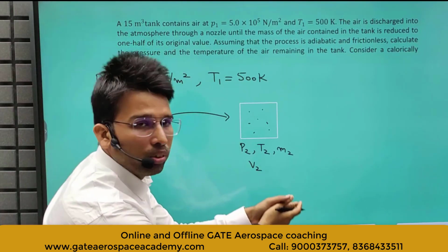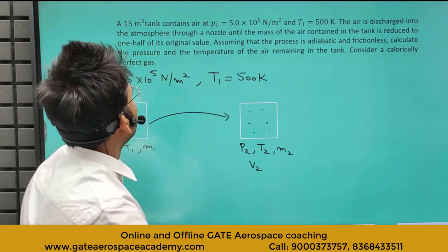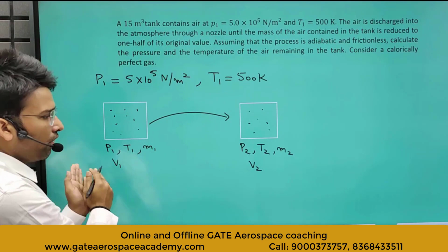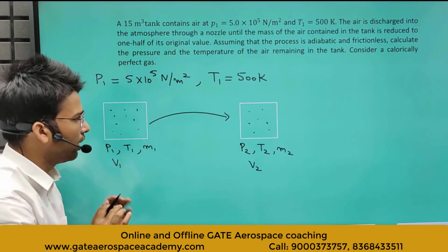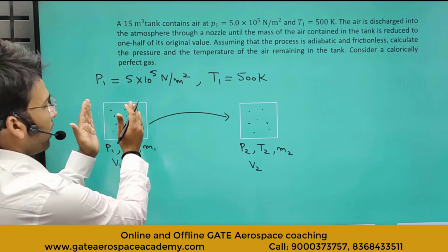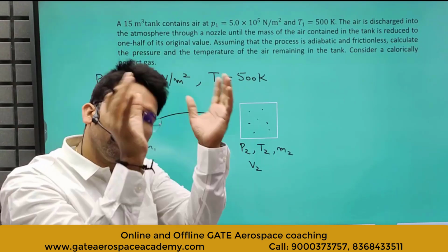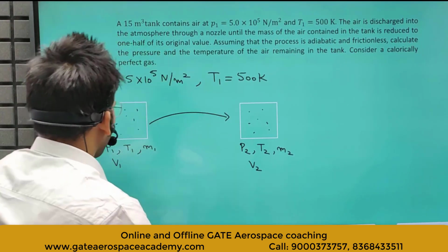So here what few students are doing is that when mass is getting discharged and reducing to the 1/2 value, they are thinking that volume will also change. See, it is rigid tank, right? Volume will not change. V1 and V2 both are equal, right? Because it is rigid tank, whatever the gas is left after getting discharged, that will occupy the tank volume, right? So volume will be constant.